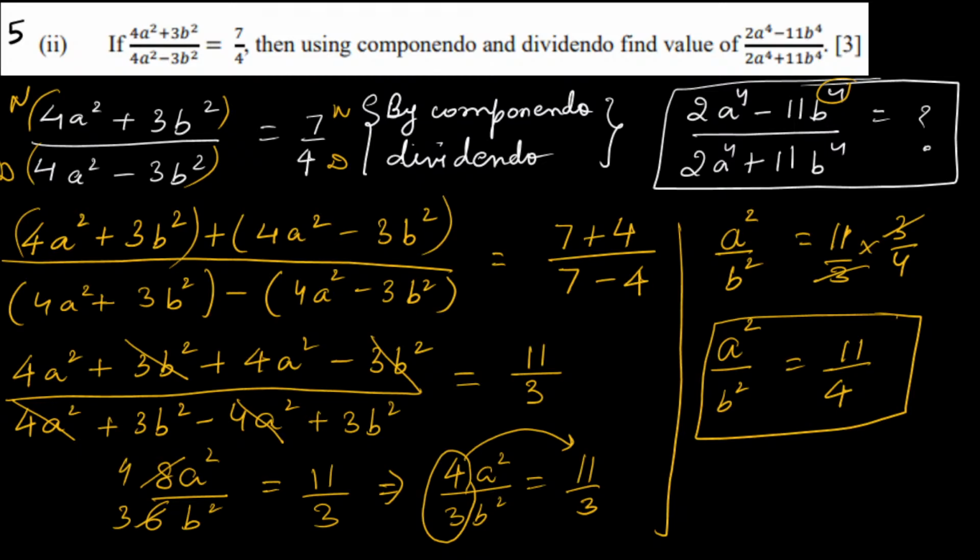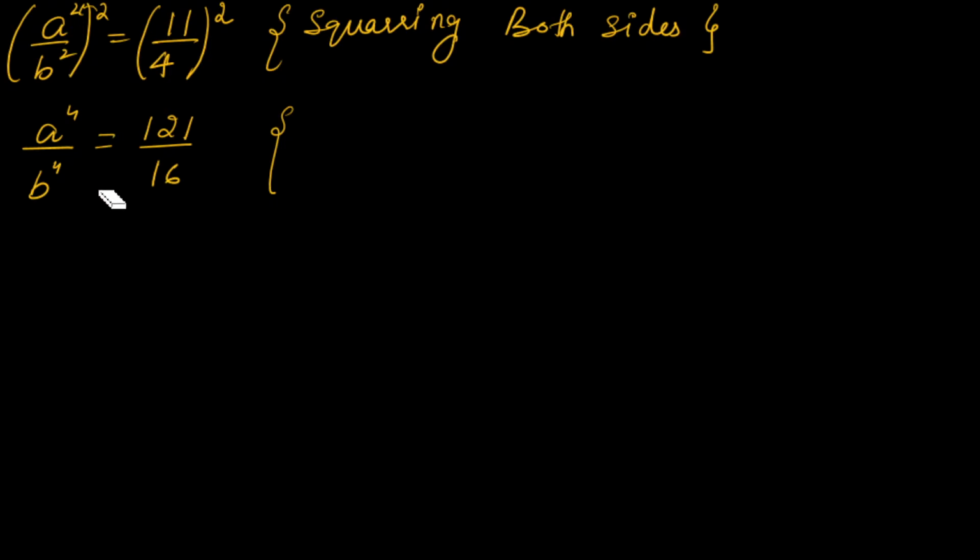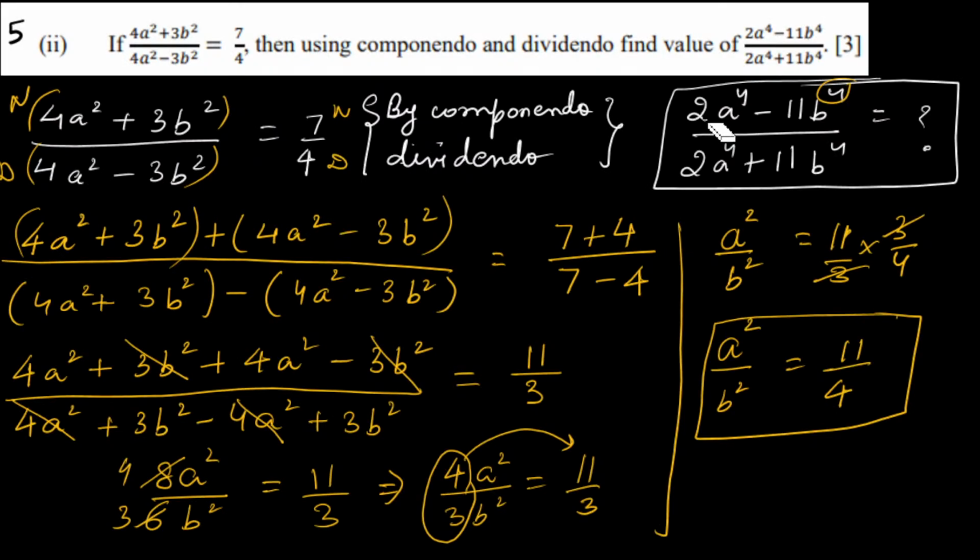Directly, if we apply componendo and dividendo here, we'll get a to the power 4 minus plus b to the power 4. But we don't need that, we have to find the value of 2 a to the power 4 minus 11 b to the power 4. So how will we get this expression? Before applying componendo and dividendo, there is something else which we have to do. Let's see who will tell me that.